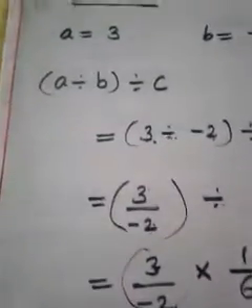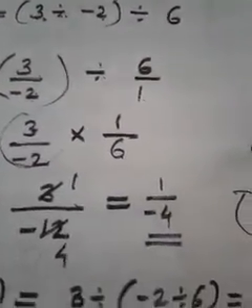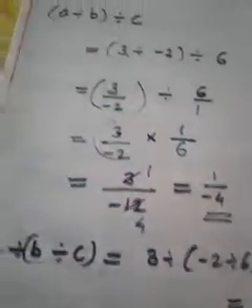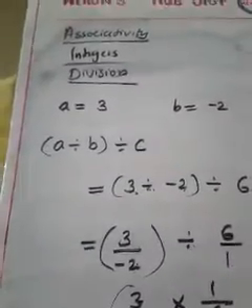Now just see, when we calculated A divided by B divided by C, I got it as 1 by minus 4. When I calculated the next portion, I got it as minus 9. Can you say both are equal? No, both are different. The first example itself is spoiling it. That means division is not associative.